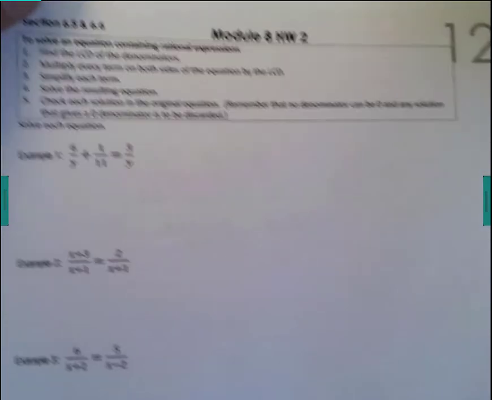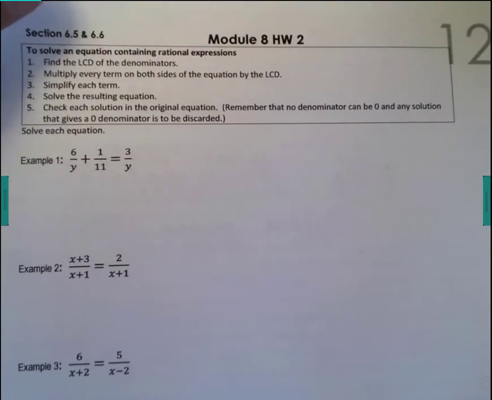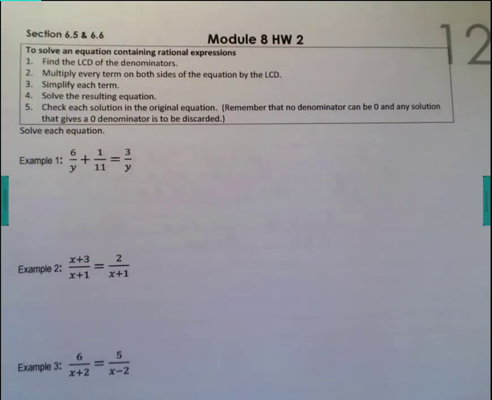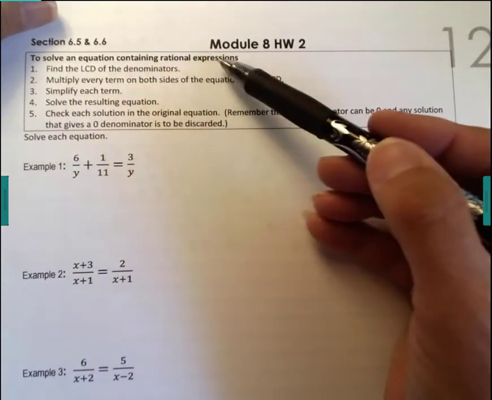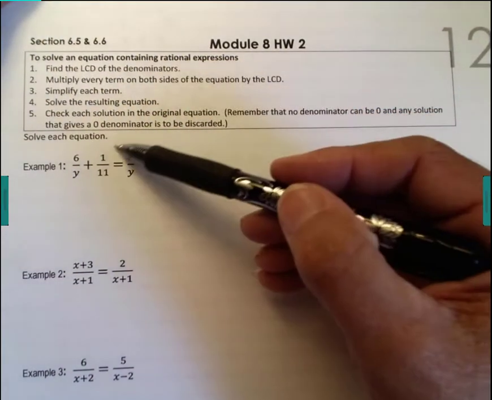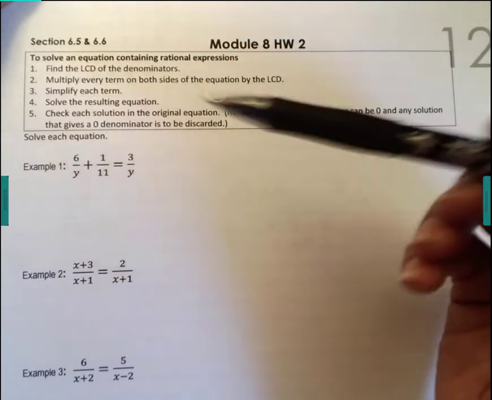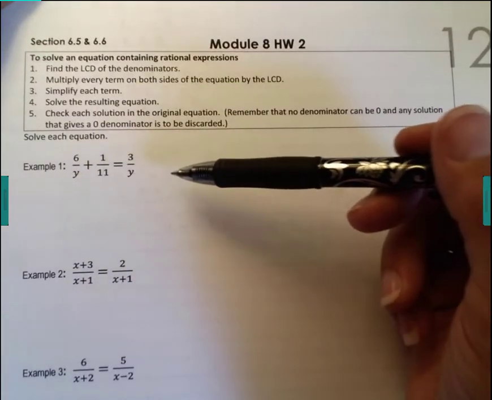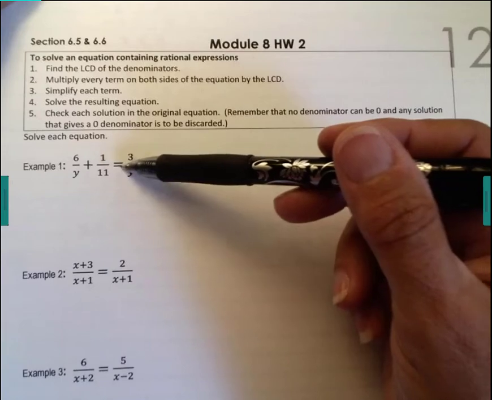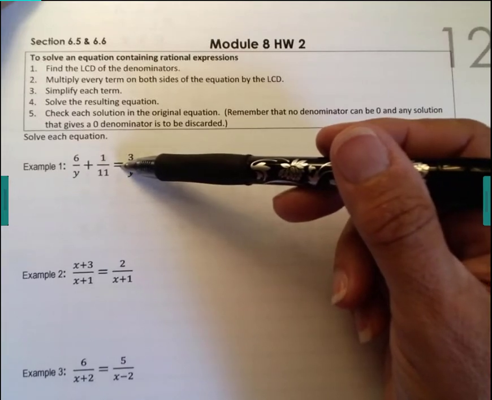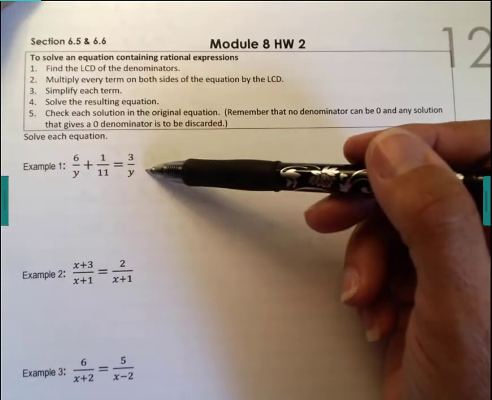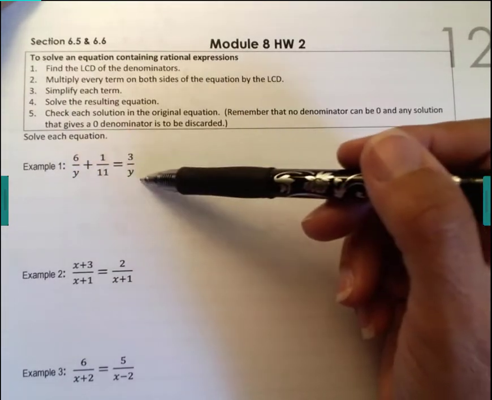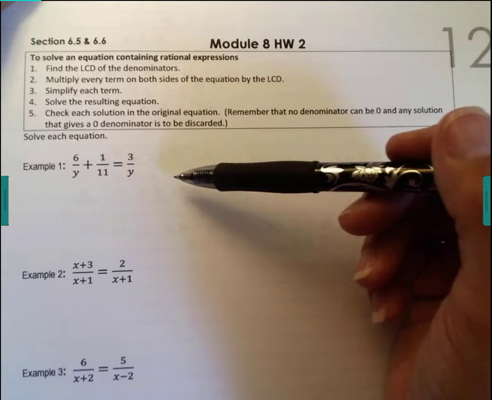Let's go over to page 12 here, and let's check out what we're going to do with Module 8, Homework 2. First, we're going to solve equations that have rational expressions. In other words, equations with fractions. Keep in mind your first step with solving one of these equations, and keep in mind these are equations, they have an equal: we are going to multiply each of the fractions, each of the terms, by a least common denominator.